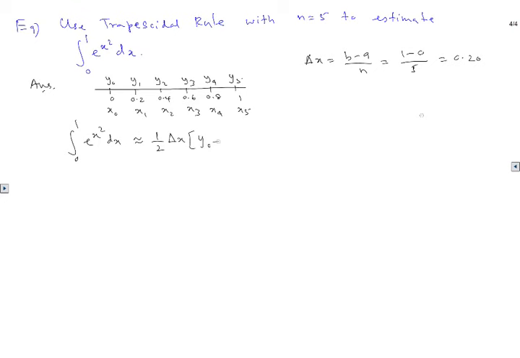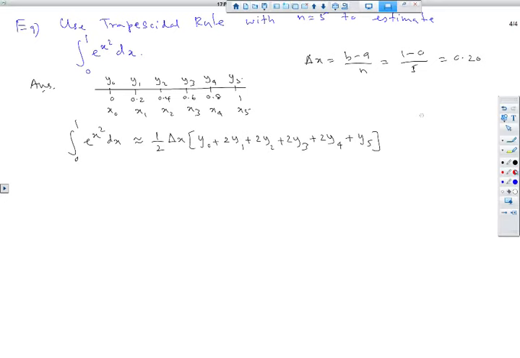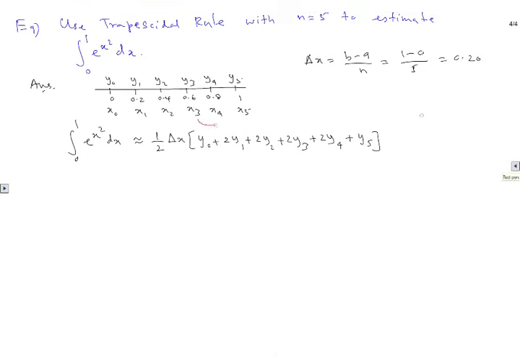So it's y0, 2y1, 2y2, 2y3, and then 2y4, and then y5. For example, this is that one, so we can evaluate the value at this point and plug in there. So a situation like that. So let's plug in the values now.